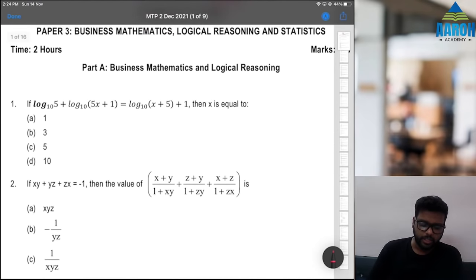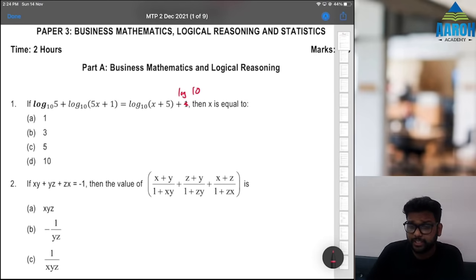Question 1. If log 5 to base 10 plus log (5x plus 1) to base 10 is equal to log (x plus 5) to base 10 plus 1, then x is equal to what? First we need to remove that log if we want to find x, right? But this term is a problem, so what we can do is write 1 as log 10 to base 10.